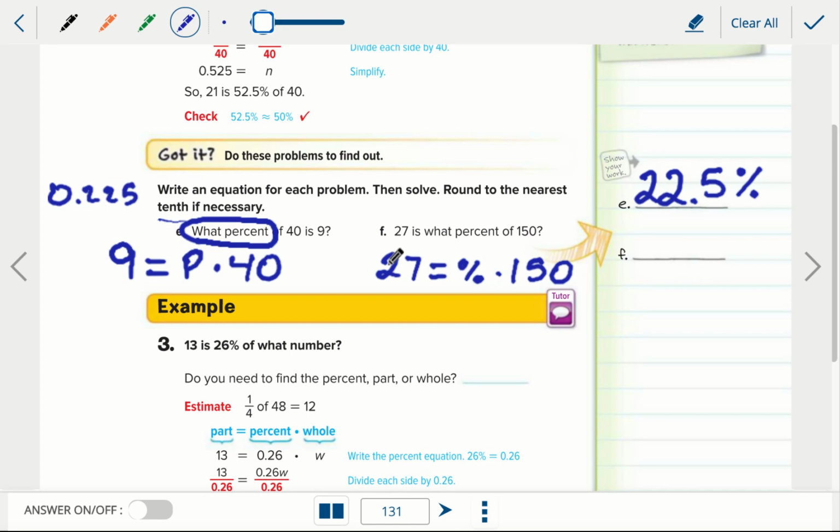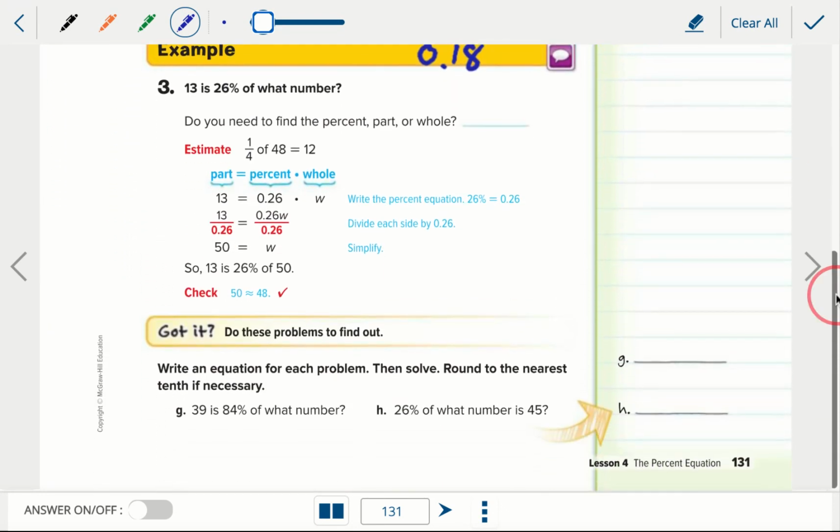So to solve this, I'm going to do 27 divided by 150. 27 divided by 150 gets me 0.18. I'm going to write that in this yellow area. But I have to remember that this is percent, and in an equation, it's written in decimal form. So I have to change it back to percent form by multiplying it by 100, and I get 18%. Okay.